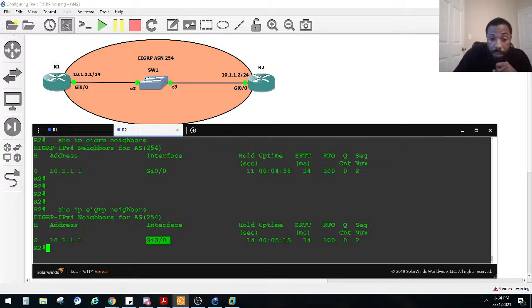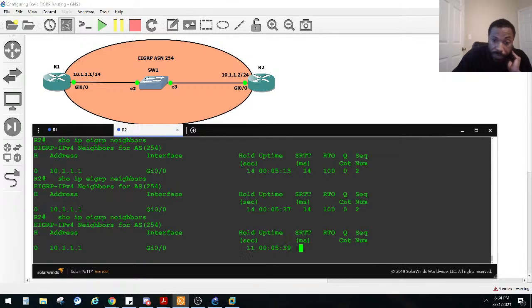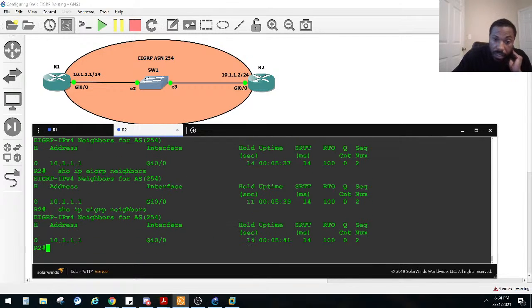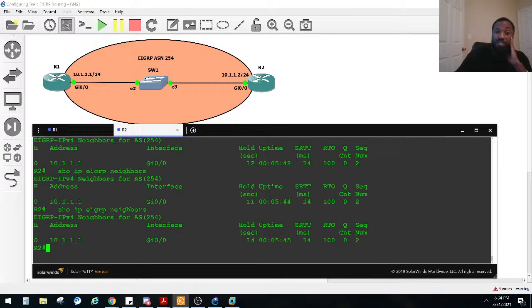We have the hold timer there, how long EIGRP has been up. The hold time, I believe, is similar to the dead timer. Let's see, it's at 14. Yes, so it's similar to the dead timer. By the default timers, notice it went to 11, 12, and then back to 14, right?